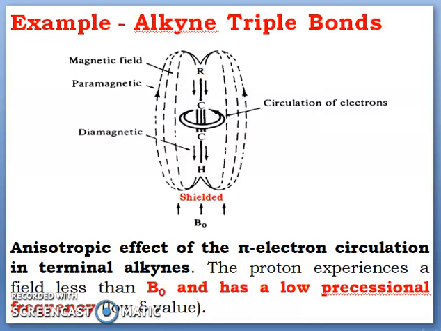And the third example is alkyne triple bonds. Since the alkynes are linear, the circulation of electrons in the triple bond creates an induced magnetic field which opposes the applied magnetic field. Therefore, the proton experiences a field less than the magnetic field applied and has low precession frequency, thereby leading to the low delta value.